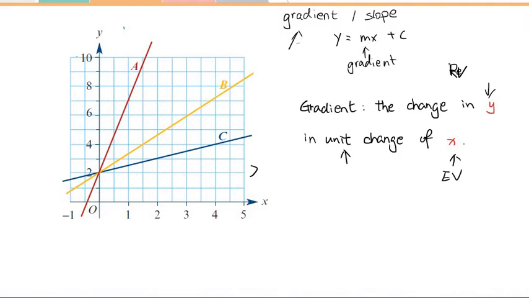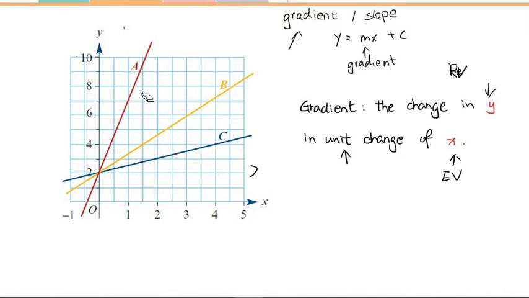Now I have got rid of all the writings over there. Could you guess which of the lines A, B, or C has the largest gradient, or the largest change in y when x changes by 1 unit? The answer will be A. When x changes by 1, from 0 to 1, A has the greatest change compared to all the other lines. If the angle between the line and the horizontal axis is larger, then the gradient is also going to be larger.